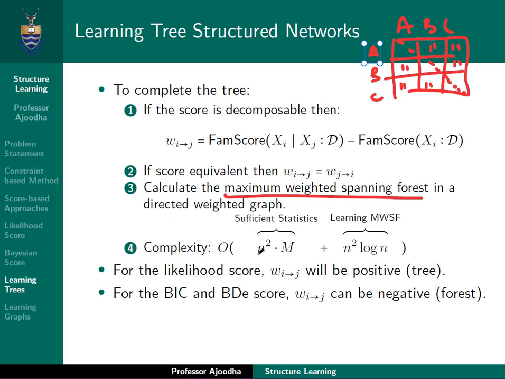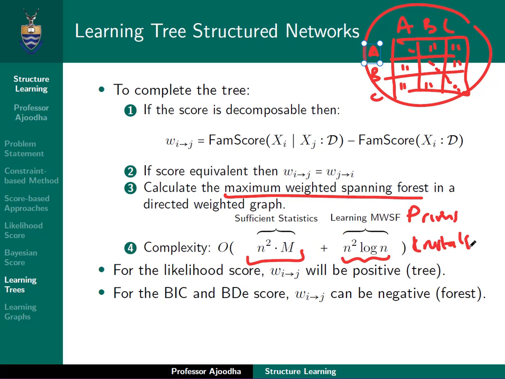And so calculating sufficient statistics using our table here will be n squared multiplied by m, plus learning the maximum weighted spanning tree, which is going to be n squared log n. Pick any algorithm you want. You can try Prim's algorithm or Kruskal's algorithm, and they give you similar complexities, and they work. They use different kinds of strategies to find a spanning forest.